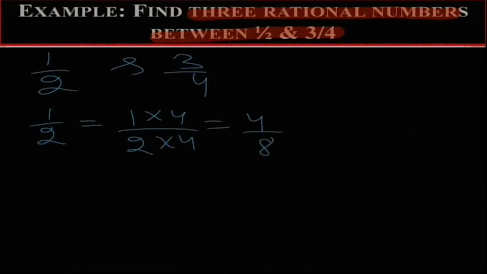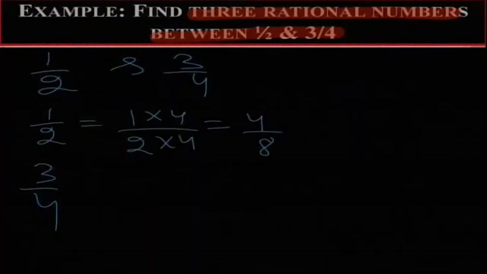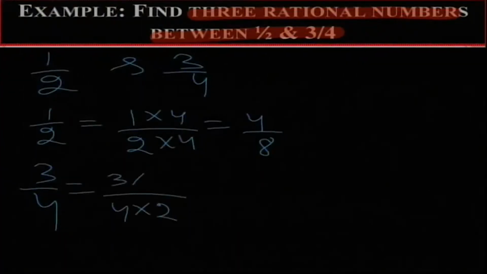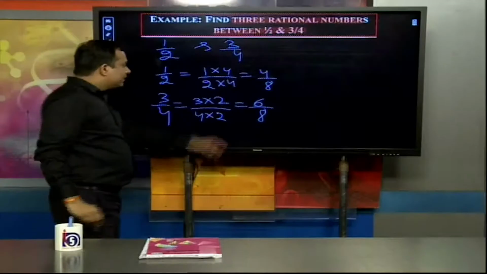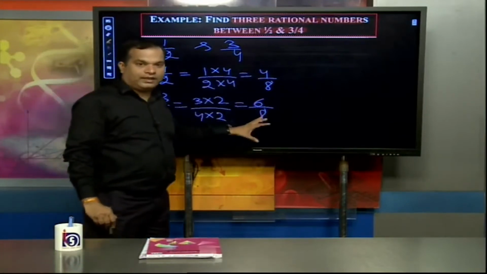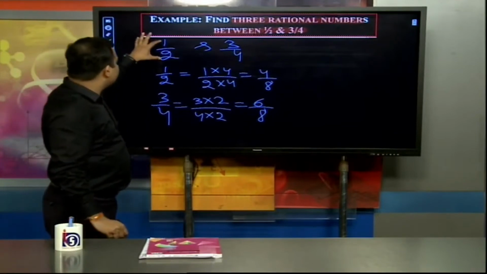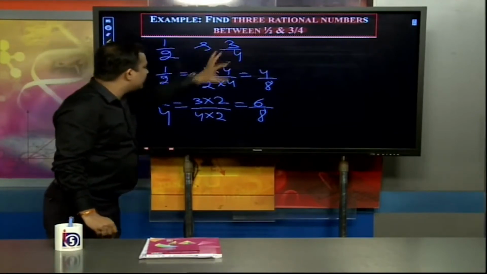Again, 1 by 2 is equal to 4 by 8, which is its equivalent form. So 3 by 4, I can write as 2 into 3 divided by 4 into 2, which is 6 by 8. Now, 4 by 8 and 6 by 8, we get the two rational numbers. Now we are going to find out the rational number between 1 by 2 and 3 by 4.